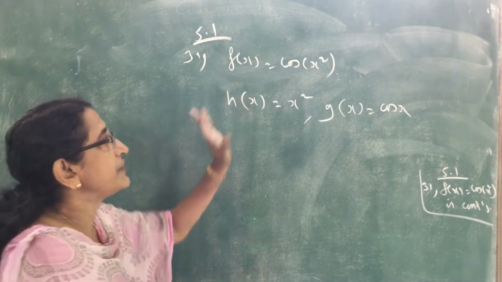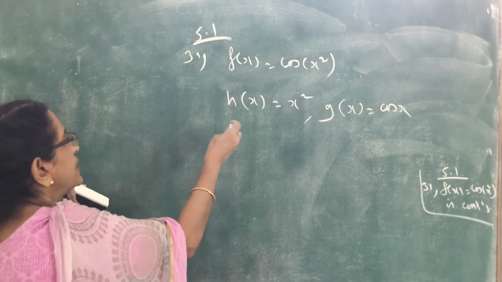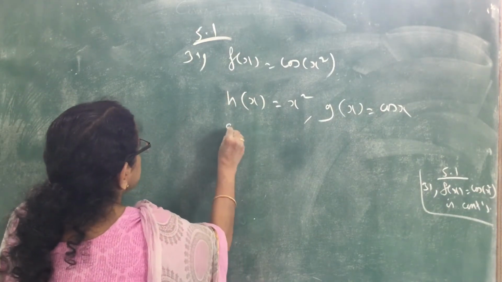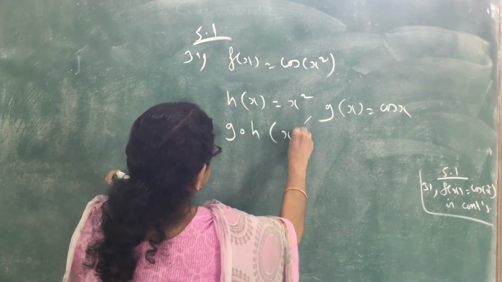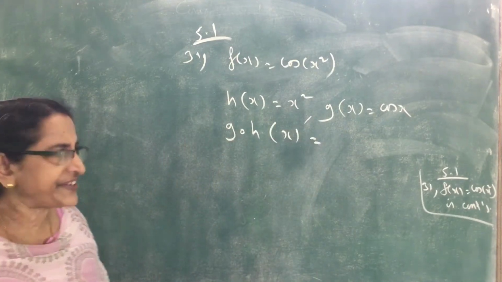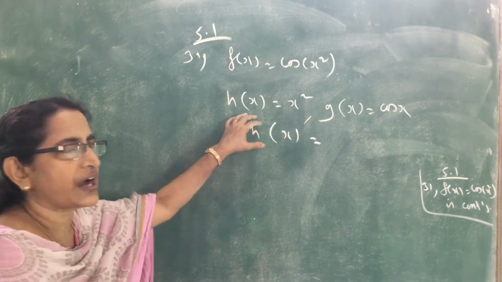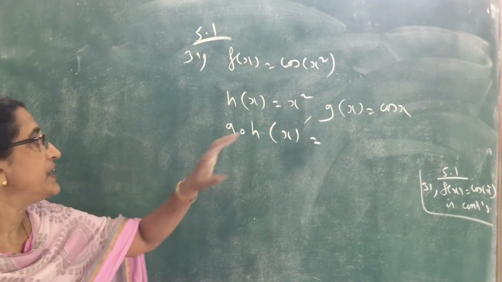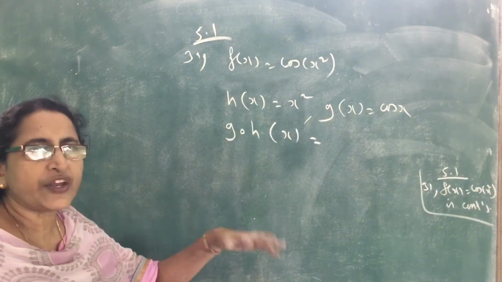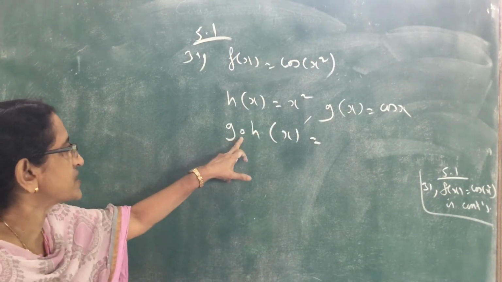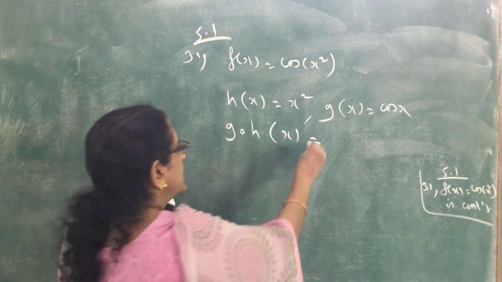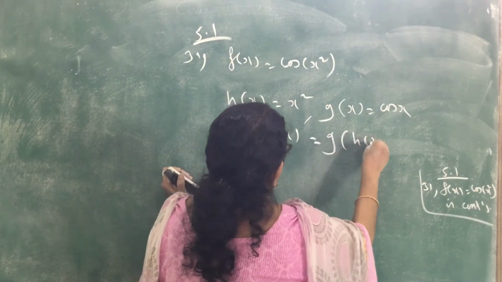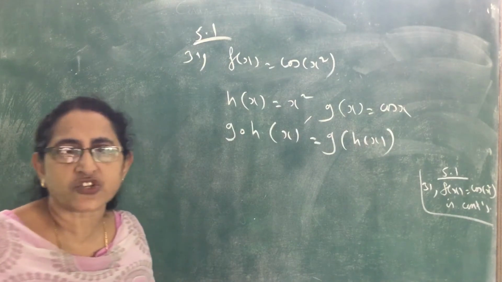Now we can see what is g composite h of x. What will be the value of g composite h of x? We know the definition. What is the definition of composition? g composite h of x equal to g of h of x. That is the definition of composition of functions.